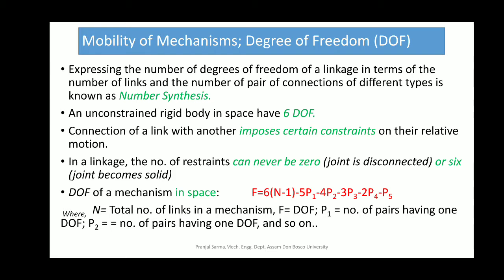Now, expressing the number of degrees of freedom of a linkage in terms of the number of links and the number of pairs of connections of different types, this particular analysis is known as number synthesis. In number synthesis, what we do basically is find out the degree of freedom of a particular linkage in terms of the links and the number of pairs of that linkage.